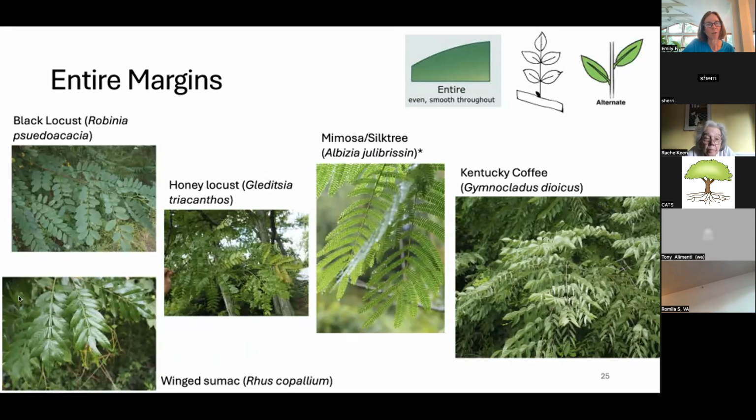And then we have one other here, which is going to be the winged sumac, which also has entire margins. We talked a little bit about this earlier. It has the winging between the leaflets too, which I think is interesting. But those are entire and they're smooth and even throughout.